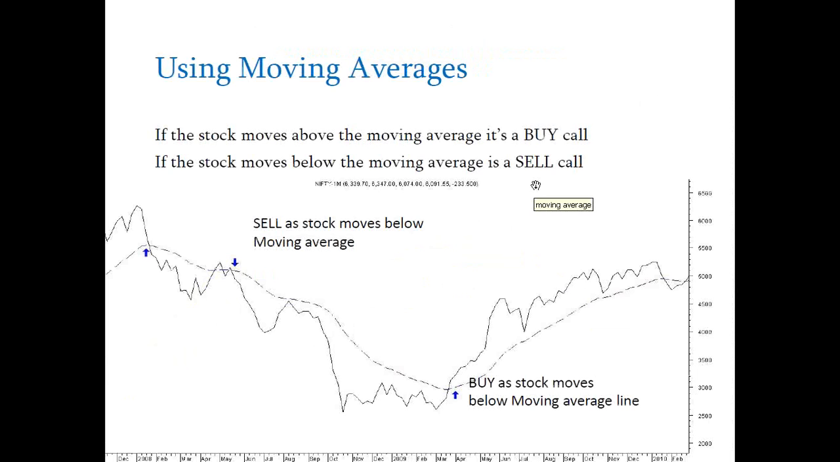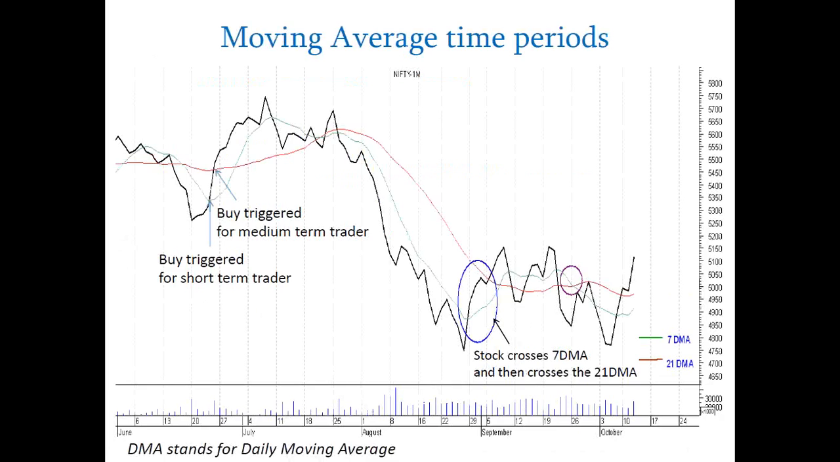Okay, so now from the trend line, let us move on to the moving averages. Moving average is a very, very simple technique wherein if the stock moves above the moving average, it gives a buy signal. If it moves below the moving average, it gives a sell signal. So that's a very, very simple technique. If it moves above, buy; below, sell. Now let's see the next slide.